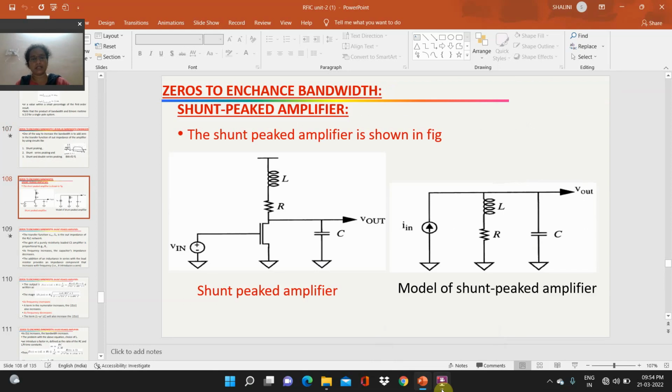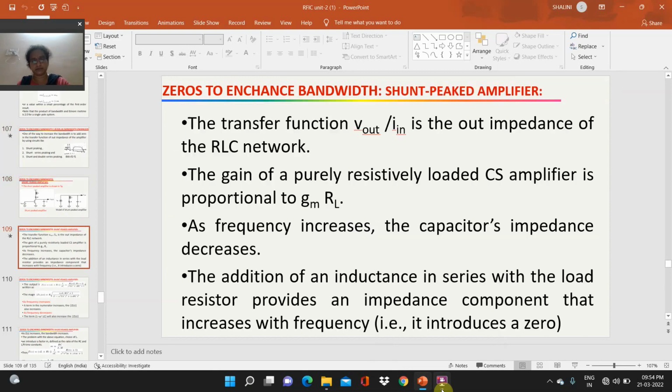The shunt peaked amplifier circuit is shown in the figure: the shunt peaked amplifier and the model of the shunt peaked amplifier. The transfer function Vout by Iin is the output impedance of the RLC network.